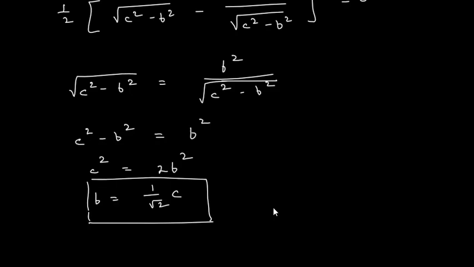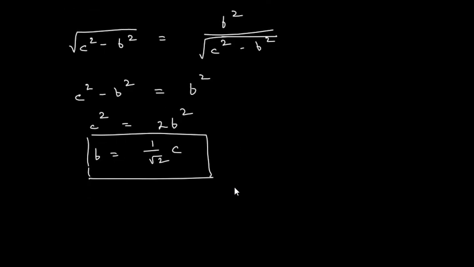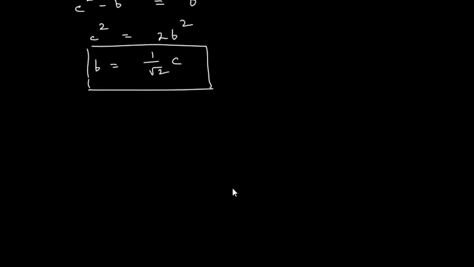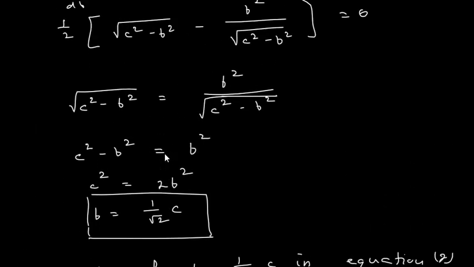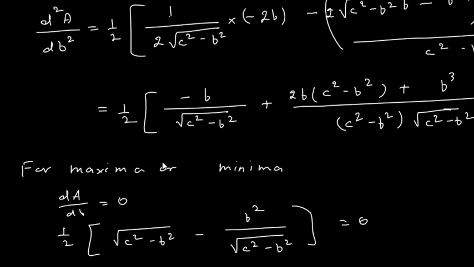Here I can have maximum area or minimum area. Now to understand whether I am getting maximum area or minimum area, what I will do is put the value of b equal to 1 upon root 2 c in equation 2. Now what is equation 2? Equation 2 is d square A upon db square. Let us see what expression we got.